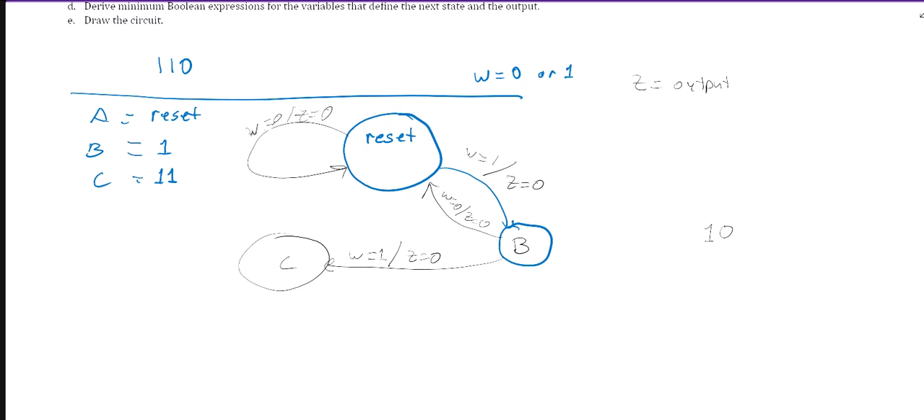And then from state C, if I have two 1s and I get another 1, well, I haven't hurt anything. I still have two 1s, but I have not completed my sequence yet. So this is W equals 1 and Z equals 0. If I get a 0, then I will have completed my sequence, and that means my output will be 1, but now I don't have any more progress towards my next sequence, so I go back to reset. So this is W equals 0 and Z equals 1.